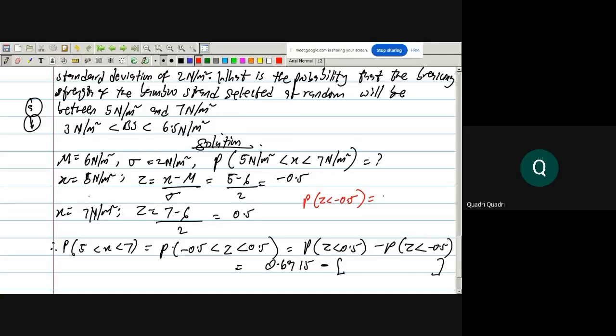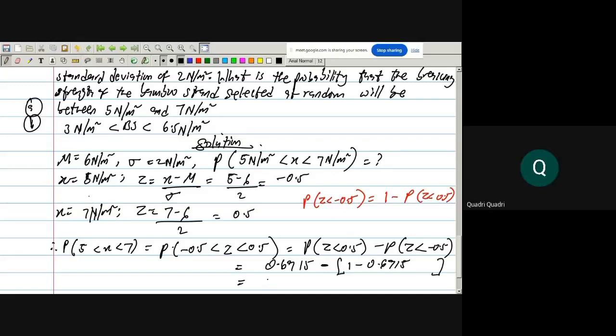What's another way to find it? It is 1 minus the probability of Z less than 0.5. So 1 minus 0.6915.